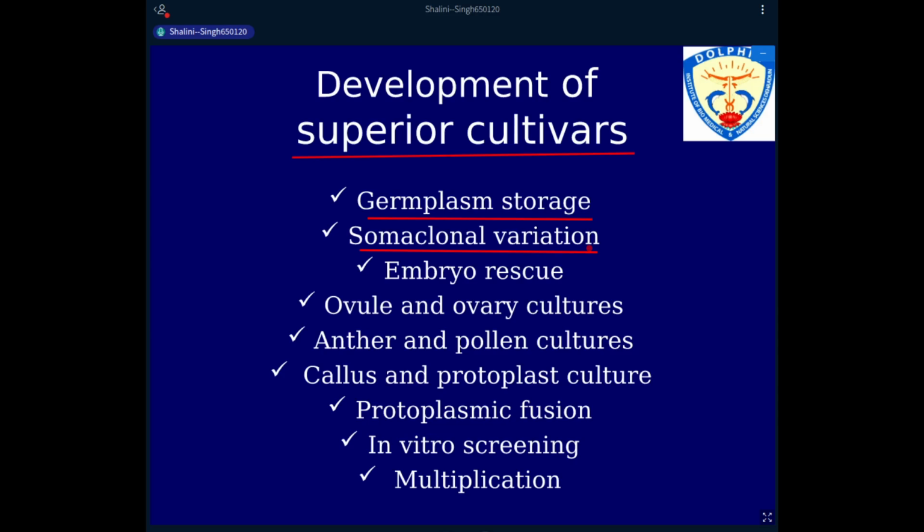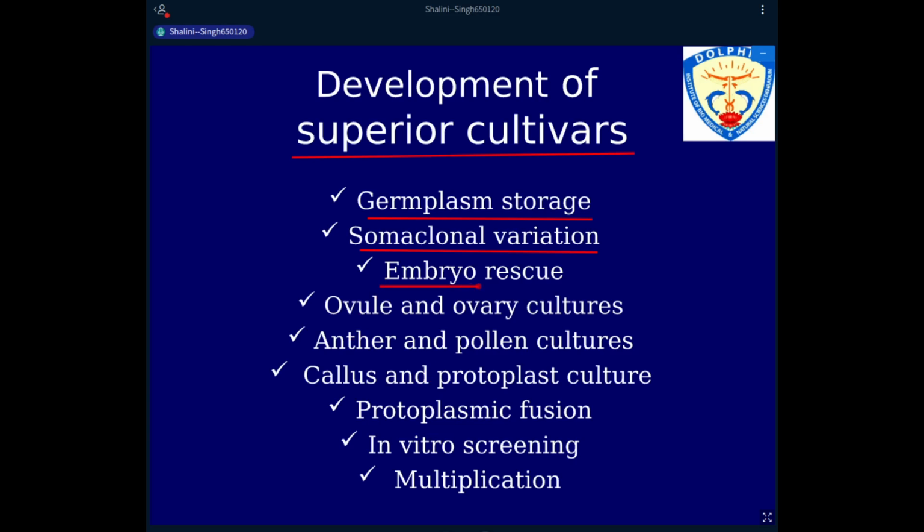But in tissue culture, due to differences in medium composition, there may be slight differences in temperature conditions. So due to these reasons, sometimes some variations arise in tissue culture raised plants. And these variations may be different. Obviously, that's why they are known as variations, and they may be beneficial too. So if such a thing happens, they are known as somaclonal variations.